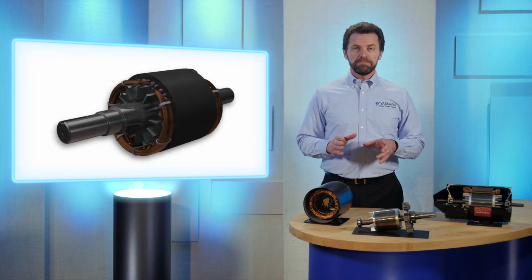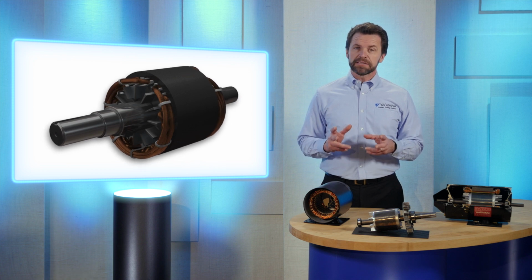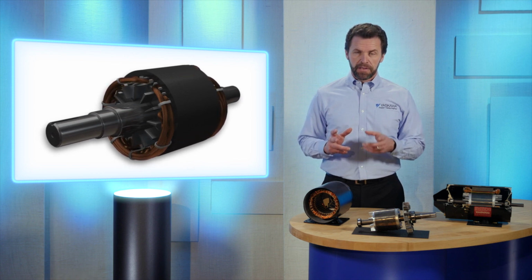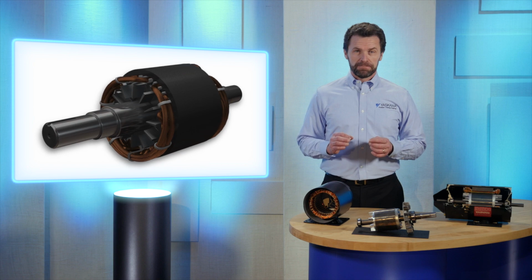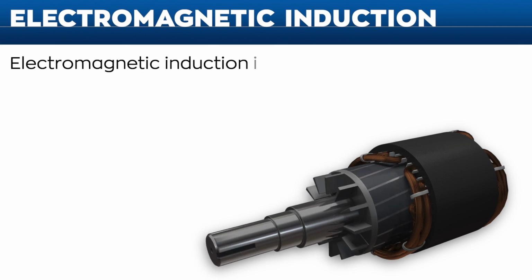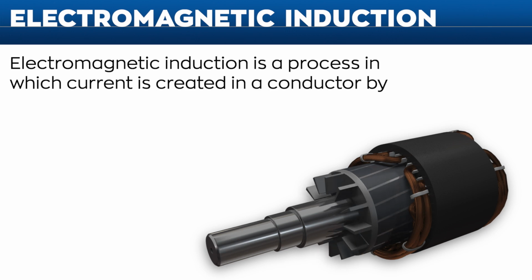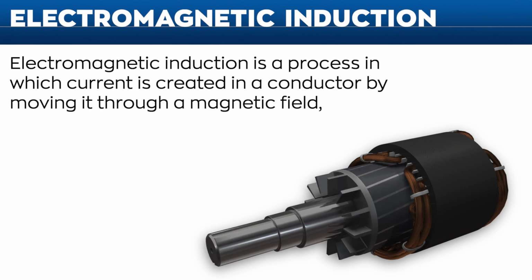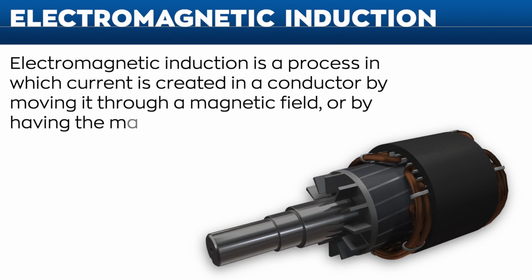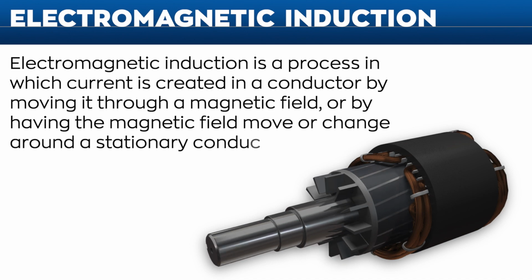In this next section, we'll talk about how these two components interact with each other to create electromagnetic induction. We'll start with a definition. So, what is electromagnetic induction? Electromagnetic induction is a process in which current is created in a conductor by moving it through a magnetic field, or by having the magnetic field move or change around a stationary conductor.